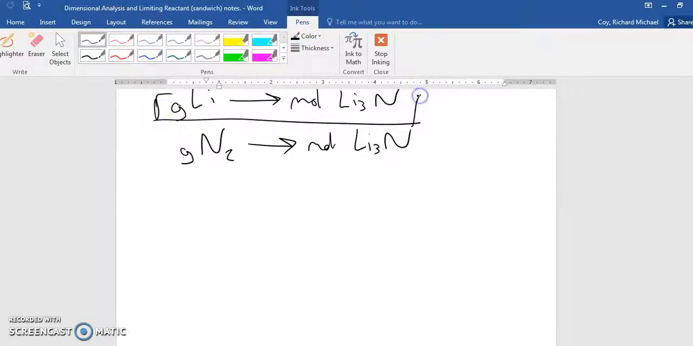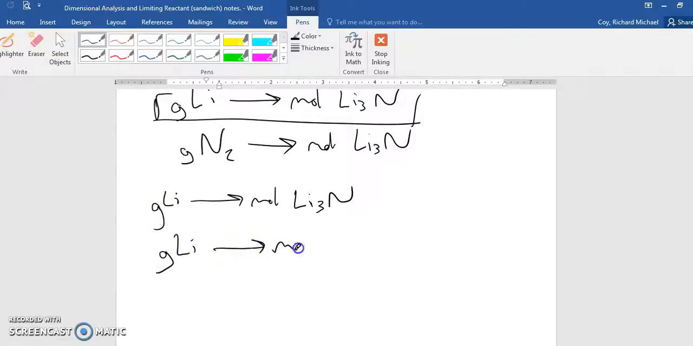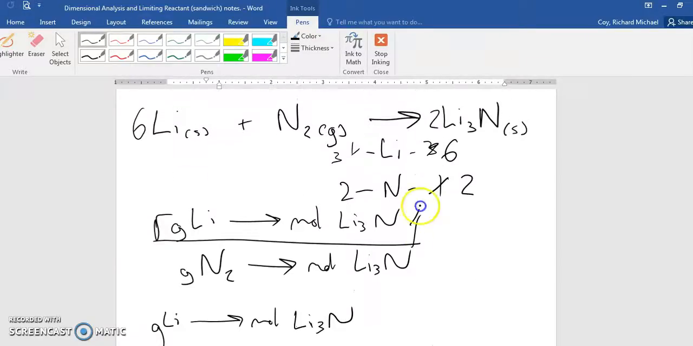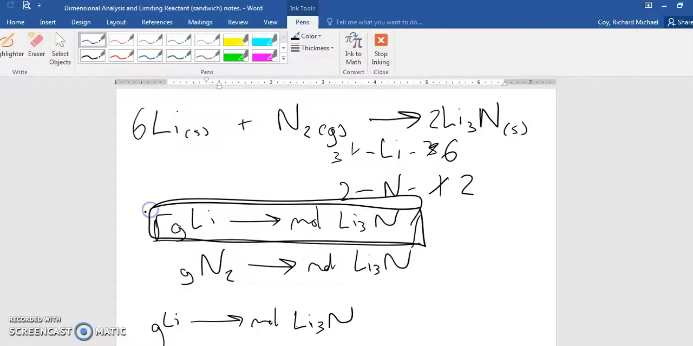So let's take this first situation. Grams of lithium to moles of lithium nitride. I don't know a direct way to go from grams of lithium to moles of lithium nitride, but what I can do is go from grams of lithium to moles of lithium, and then using the balanced chemical equation, that's why we balance them, I can get to moles of lithium nitride. That's what I'm going to do, and that will answer this first question here, which is if I use all my grams of lithium, how much lithium nitride can I make?